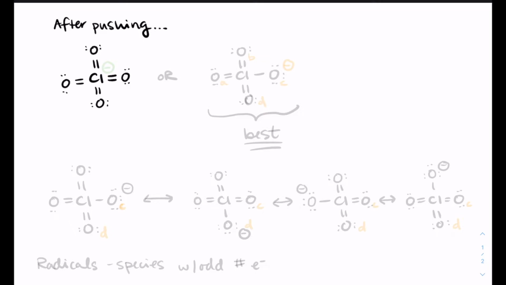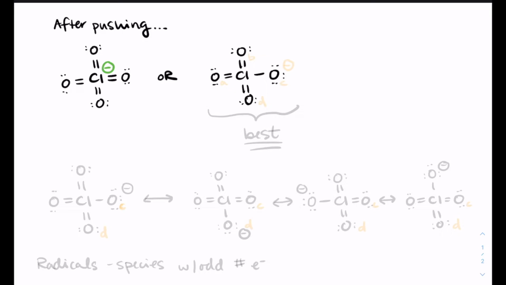And so I would have a chlorine with 3 double bonds to the oxygens, and then 1 oxygen with a single bond. Each oxygen that has a double bond has 2 lone pairs, and my oxygen with a single bond has 3 lone pairs. So that means that my negative formal charge is on the oxygen with the single bond.